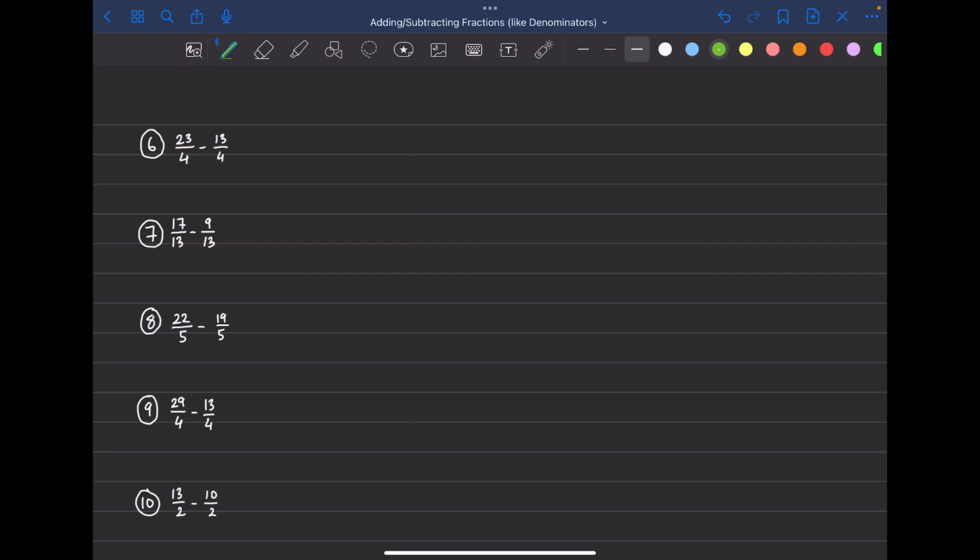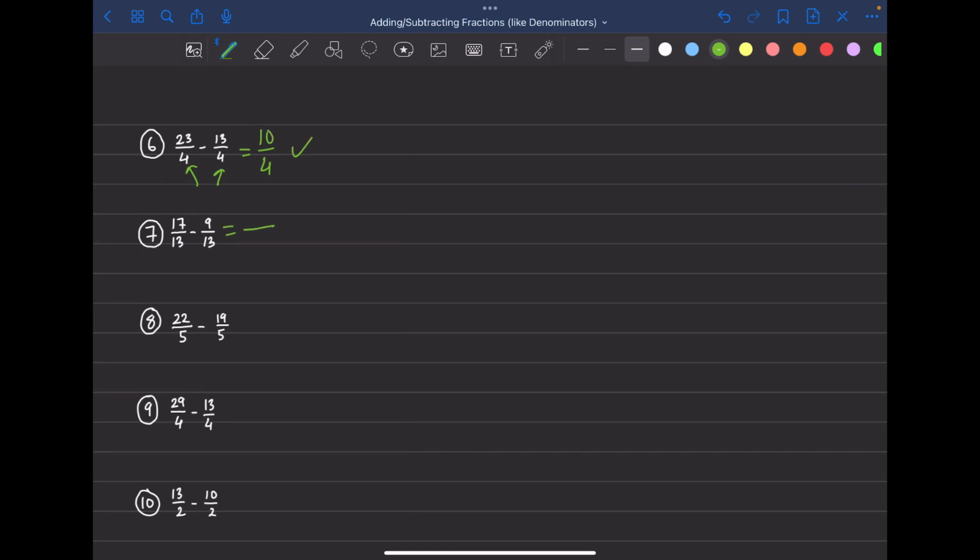Okay, for subtraction, let's do the exact same thing. So if you had a denominator of 4 on both fractions, we can actually subtract them. So you will have a final answer with a denominator of 4. And then for the numerators, 23 minus 13, pretty simple, but this will give you 10. That's it, we are done.